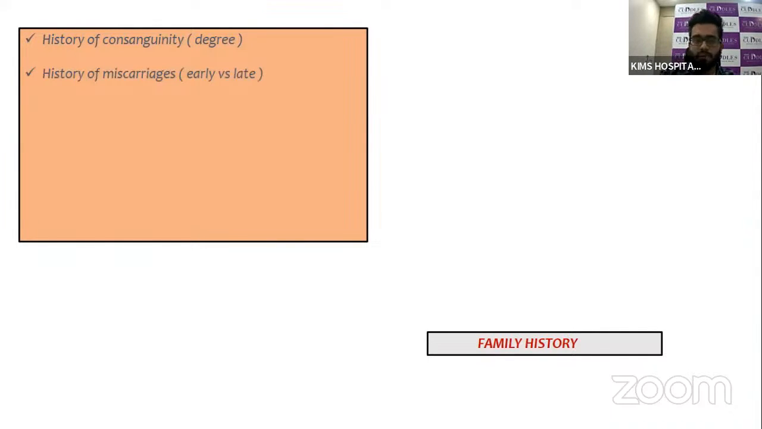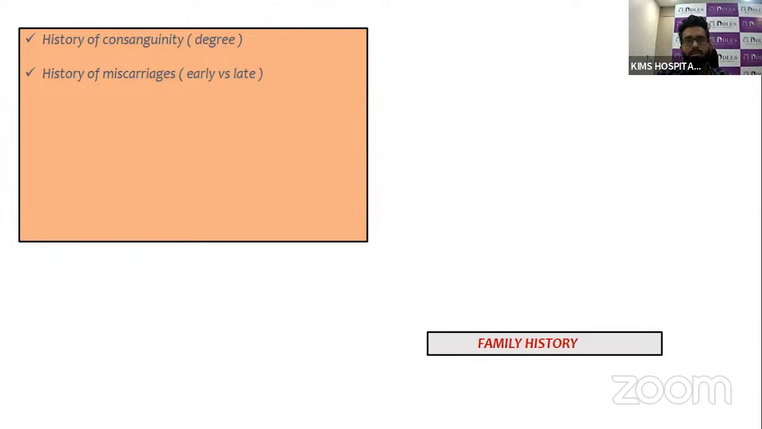Then what is the significance of history of miscarriages? Whenever somebody says that there's a history of recurrent miscarriages, the next question should be, is it an early pregnancy loss or a late pregnancy loss? Because if you see early pregnancy losses, that is early miscarriages within the first 2 months, in the first 3 months, it usually indicates a chromosomal anomaly. So that is the most common cause of recurrent losses in the early trimester.